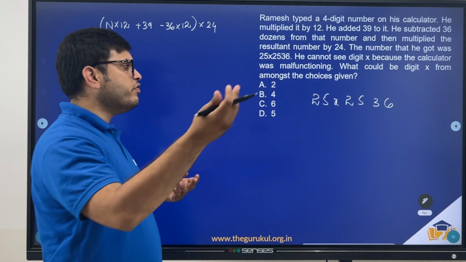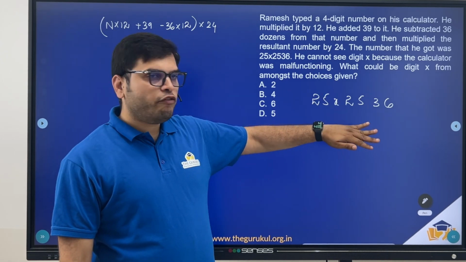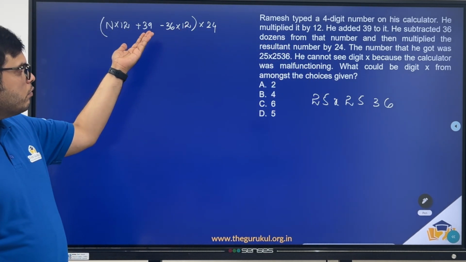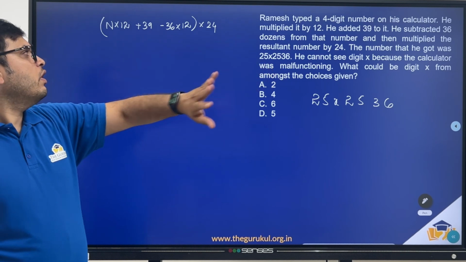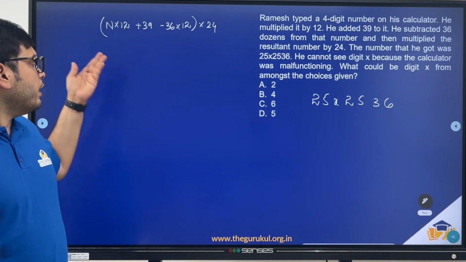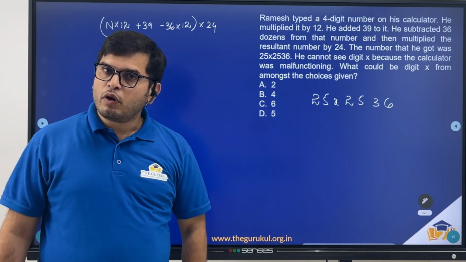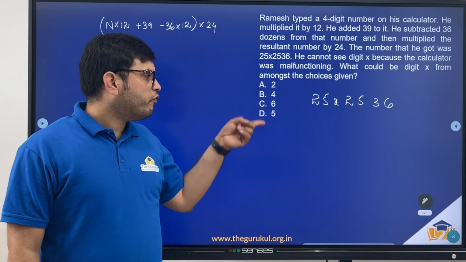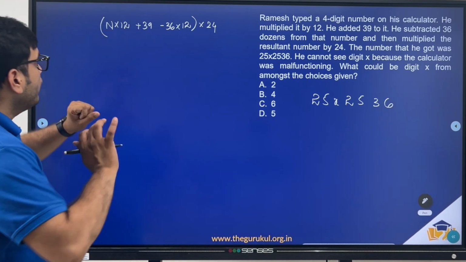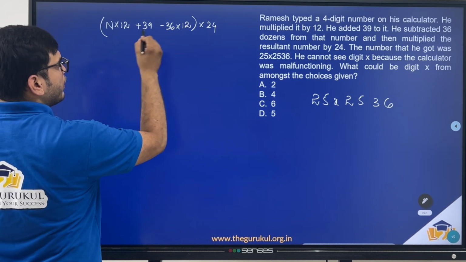Now you can do reverse engineering here. You can consider the value of x, divide that with 24, and again add 36 into 12 and subtract 39, then divide by 12. Then you need to check whether you are getting a 4-digit number or not. Now you have to do that for all the options otherwise. Now this is n into 12 into 24.